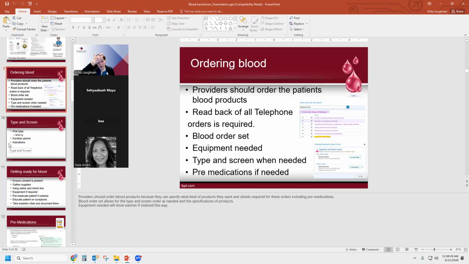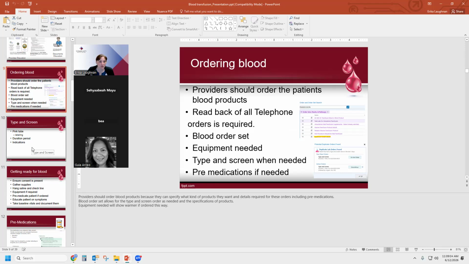Equipment needed. They can also order specialized equipment, like the blood warmer. We do that in later slides, but this talks about equipment that's needed. Potentially, they can order for that. Type and screen when they need that, because it's only good for 72 hours. Pre-meds if needed.